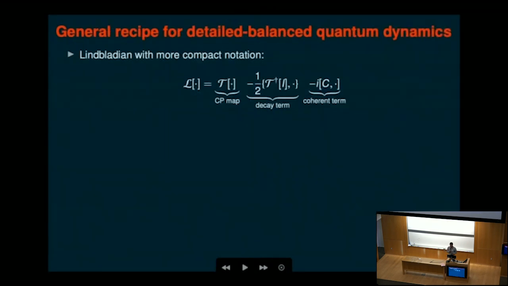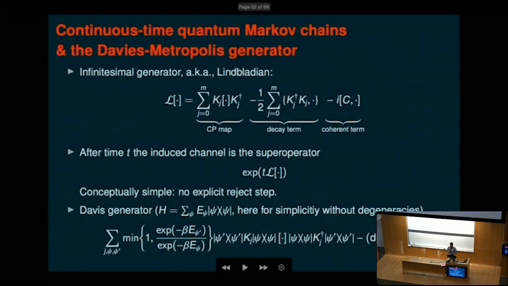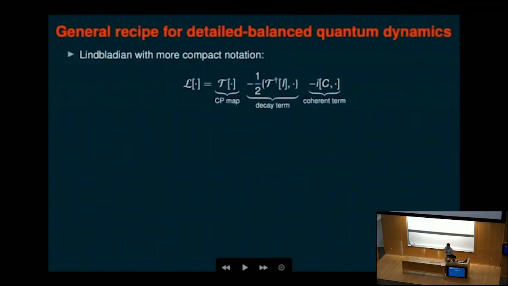Now, I am going to tell you our fix, fitting in a general scheme. So what we ultimately want to do, I'm rewriting first the Lindbladian in more compact terms. I'm saying that the Lindbladian has a transition part, which is a CP map, a decay term, which is directly given by the transition part, and then there is a coherent term, which is a freedom in principle. It can be anything unrelated to the transition part.